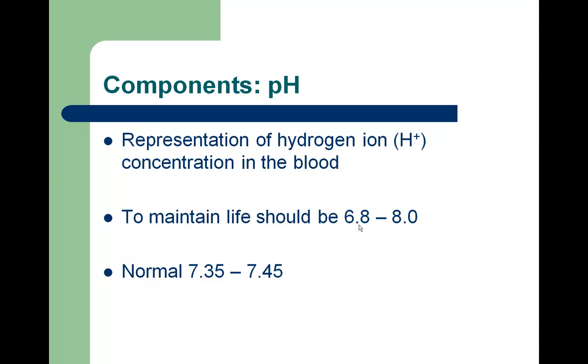As you know, the components of pH: pH is a representation of hydrogen ions as a concentration in the blood. You need to maintain a 6.8 to 8 level pH to sustain life. Normal is 7.35 to 7.45. Staying within that very narrow range is really one of our goals of monitoring arterial blood gases.